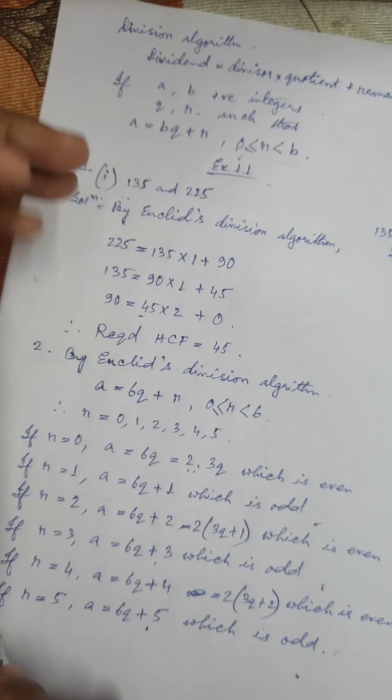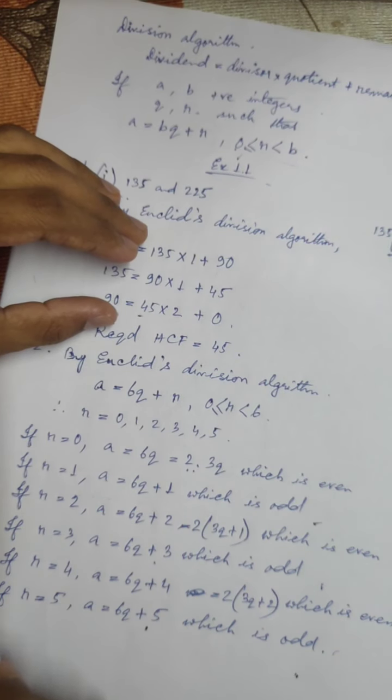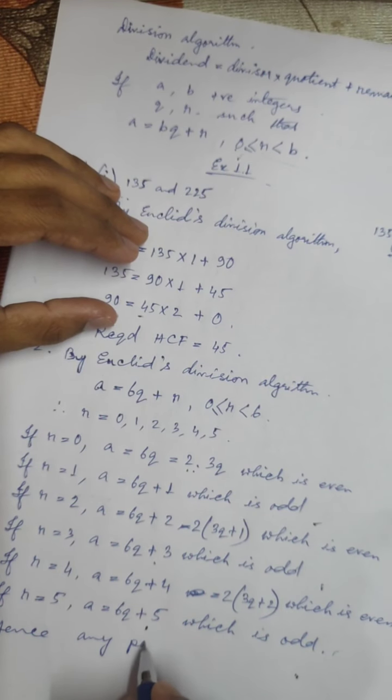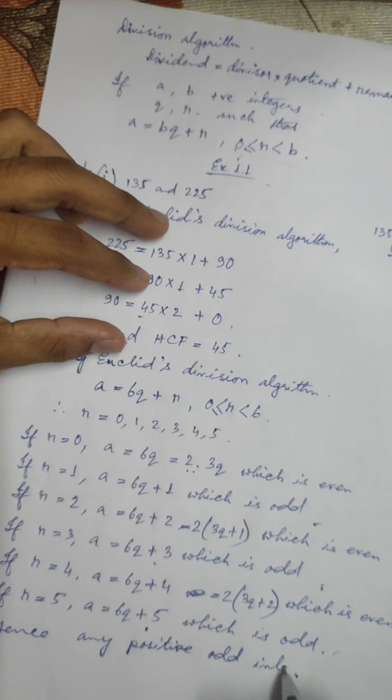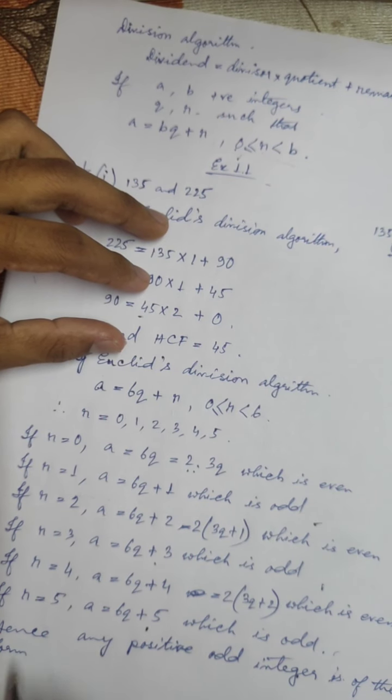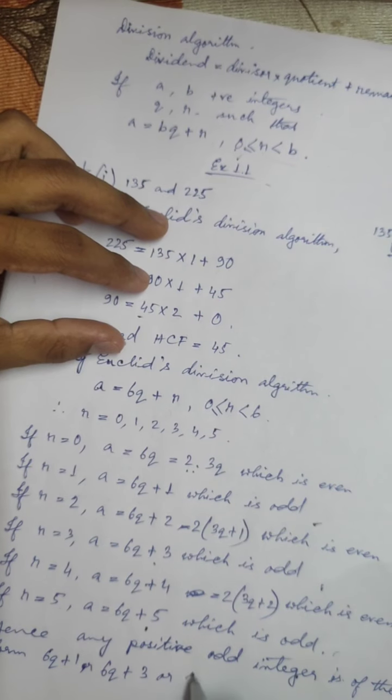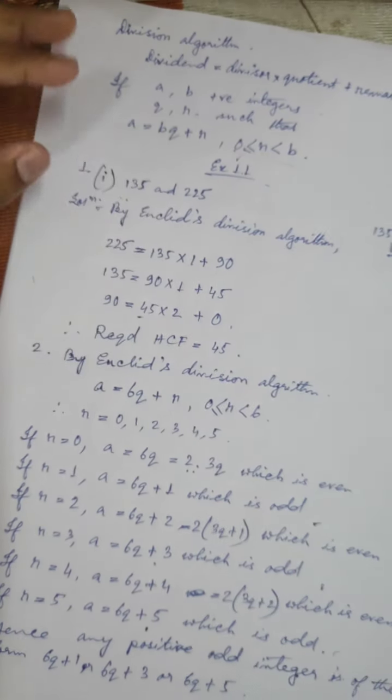So now in the last line you can write, hence any positive odd integer is of the form 6q plus 1 or 6q plus 3 or 6q plus 5. This way you can show this.